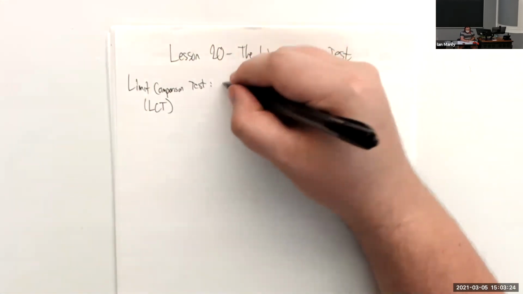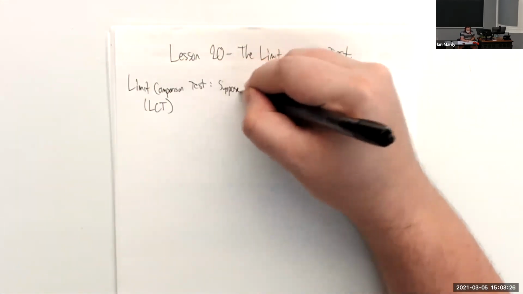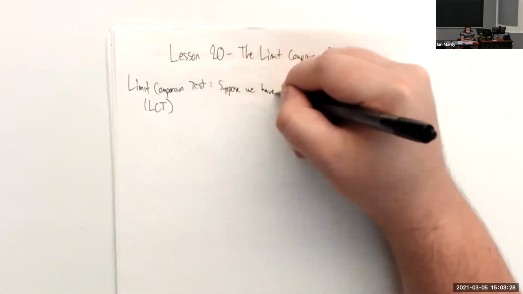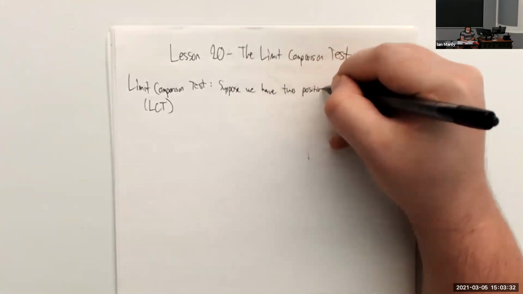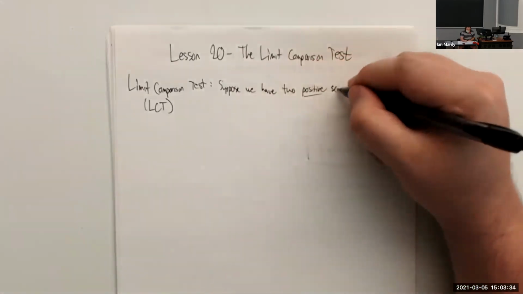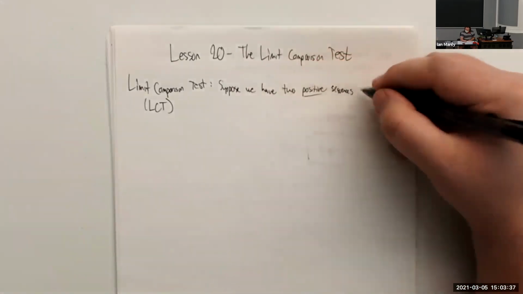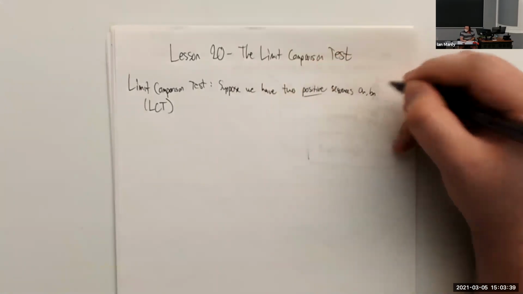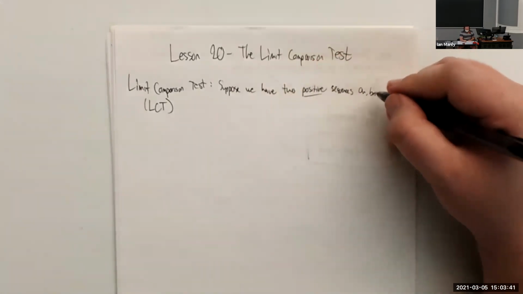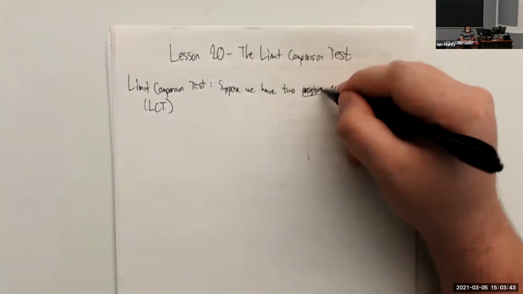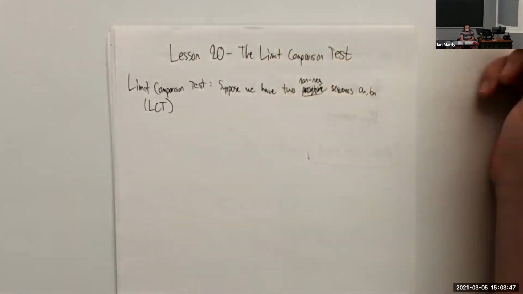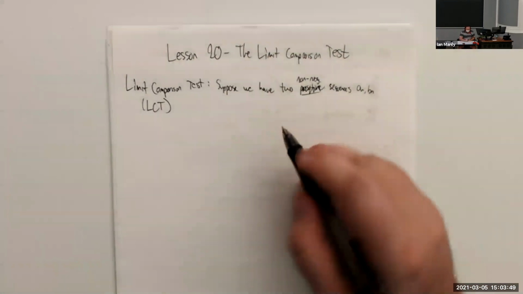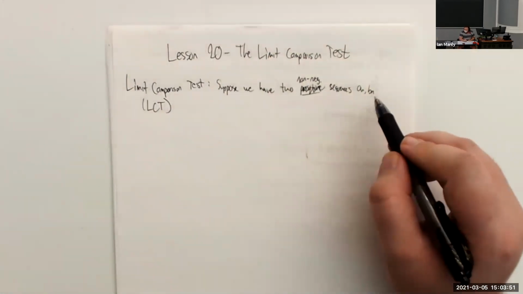All right, so suppose we have two positive sequences, AN and BN. This is the same restriction that we had before. Instead of positive, I really should say non-negative. They could be 0 sometimes. That's not a huge issue. We have two non-negative sequences, AN and BN.